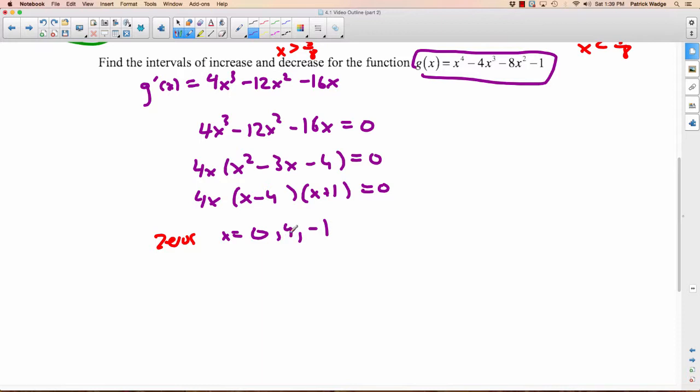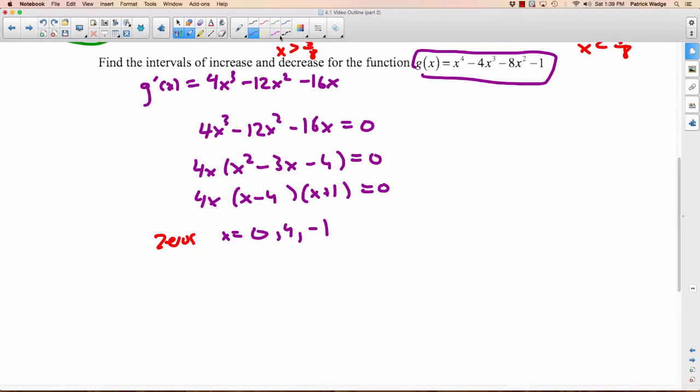Is the function increasing? Nope. Is the function decreasing? Nope. The function is neither increasing nor decreasing. It has a tangent line that has a slope of 0 at that point, horizontal line.